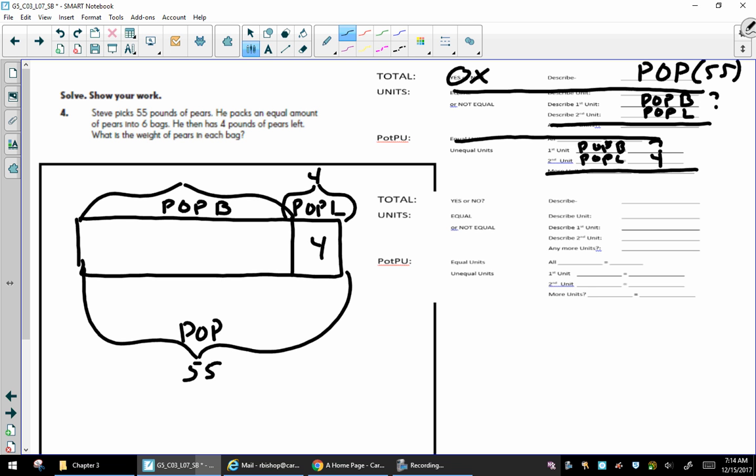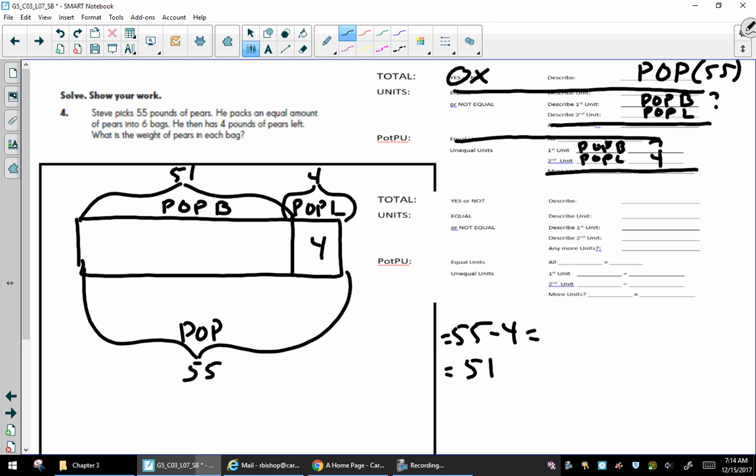We don't know what that number is yet, but with our dichotomous key, if we have a total and we have unequal parts, we go down to the subtraction operation. That tells me that I have 55 minus 4, and 55 minus 4 is 51. Well, that 51 is what we would have put into the bags, okay? If we took those pounds of pears, and we had 4 left at the end, we must have had 51 that we split into 6 bags.